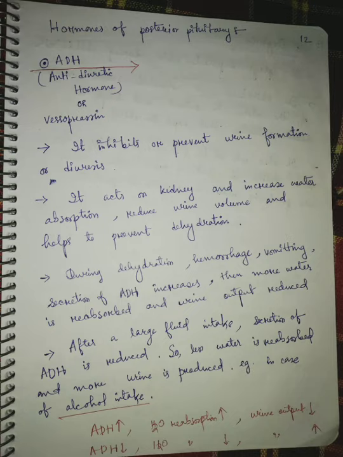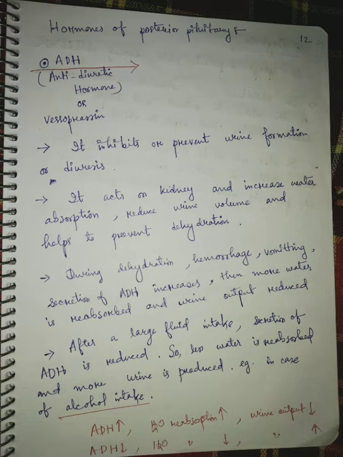Now about the hormones secreted by the posterior pituitary. The posterior pituitary secretes mainly two hormones, ADH and oxytocin. ADH is antidiuretic hormone, and the name itself describes it. Diuresis means urination, the formation of urine. Antidiuretic means there is no formation of urine. So which hormone helps in less urination? It is ADH. That means it inhibits or prevents urine formation or diuresis.